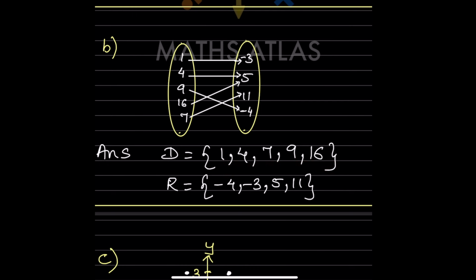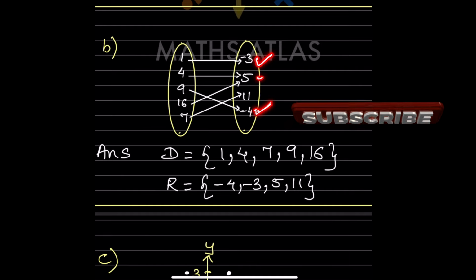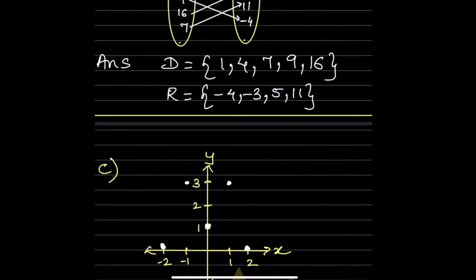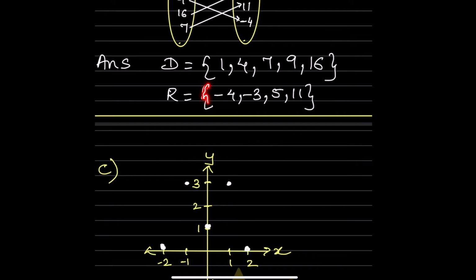And here, whenever there is a negative number, the bigger number is going to be the smaller one. So -4, -3, 5 and 11. So that will be the range. And don't forget to write the curly bracket.